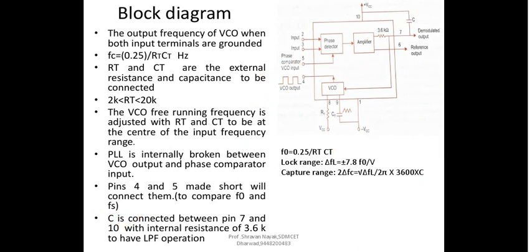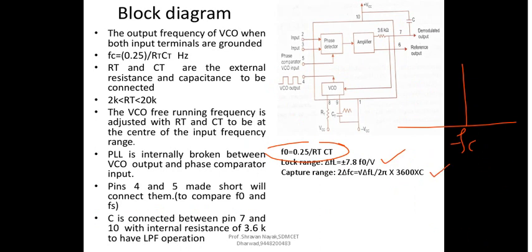So this we have already seen, F naught is equal to 0.25 divided by RT into CT, where RT can be from 2 kilo ohm to 20 kilo ohm external resistance. CT is again 0.01 microfarad. So based on that, you will be able to decide the central frequency of the PLL 565, right?